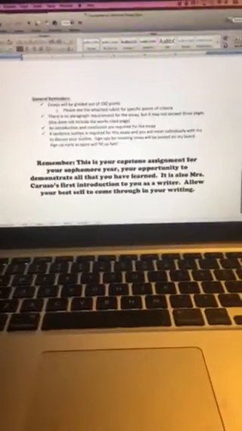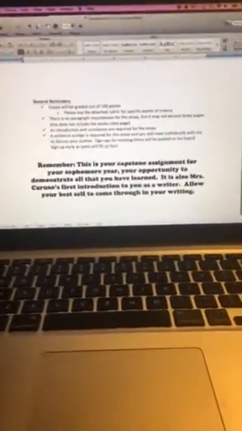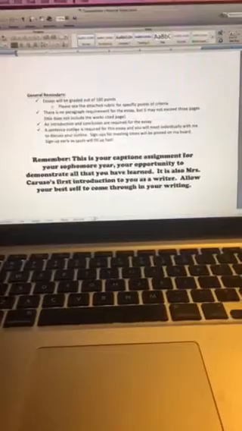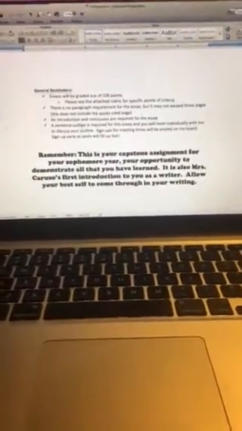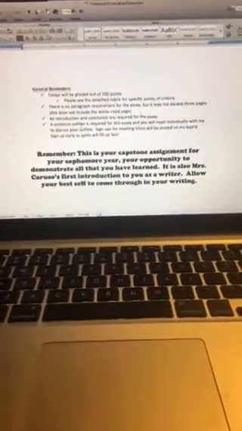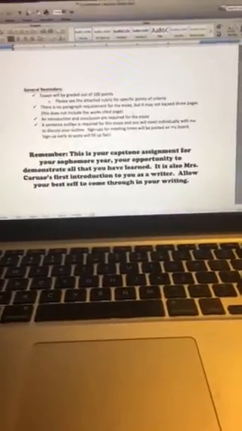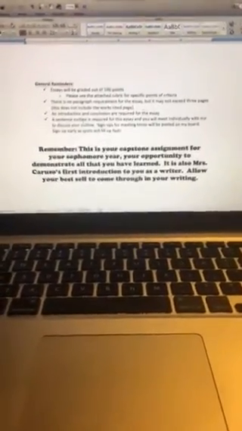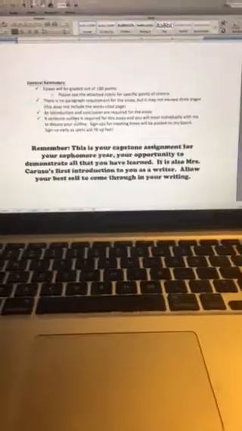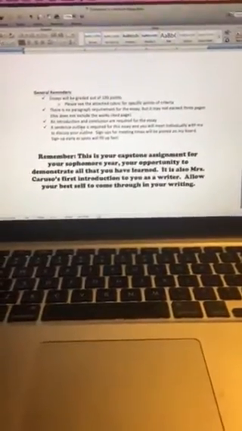Now, an introduction and conclusion are required, but we're really going to truncate those. We're going to make those really, really concise. I don't want anything more than 3 sentences in either one of those paragraphs. And in the introduction, one of those sentences has to be the thesis statement. So just kind of keep that in mind.